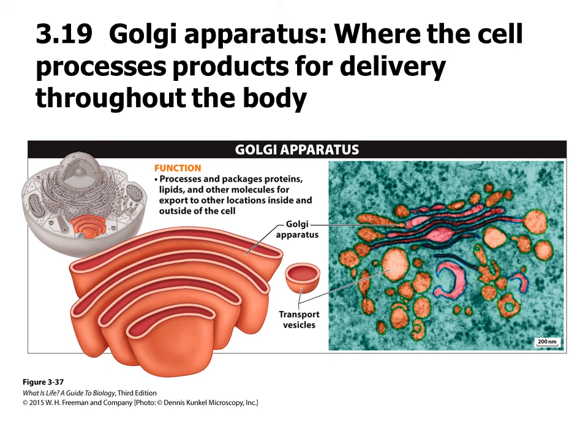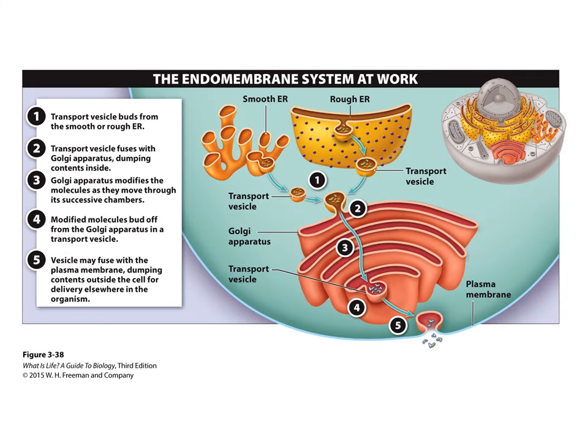So those are transport vesicles that bud from the ER and then go to the Golgi, and then in the Golgi they fuse with the Golgi, and then they get shipped back out to where exactly they need to go. So here I'm showing how the various parts of the endomembrane system work to produce, modify, and package molecules within a cell.